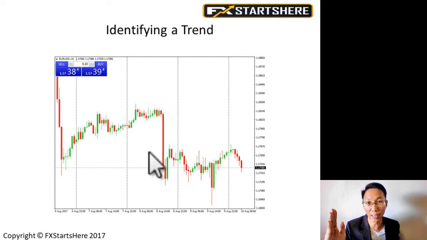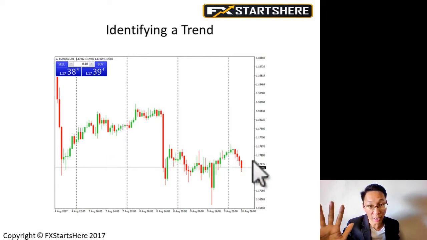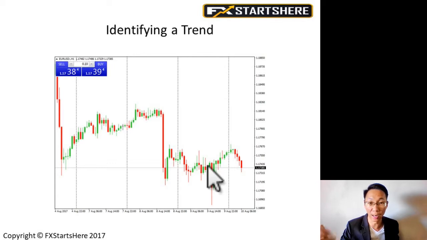So let's say you identify this and say, the price is ranging here, so to me, it's a range. Fine, then you trade your range strategy. Someone might say, from here to here, it's a downtrend, so I view it as a downtrend. Then you trade your downtrend strategy.